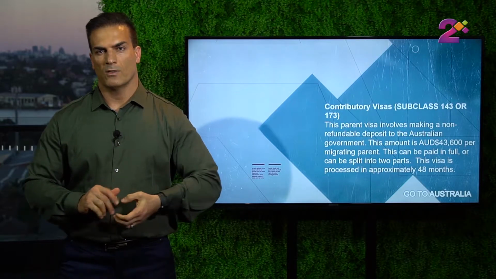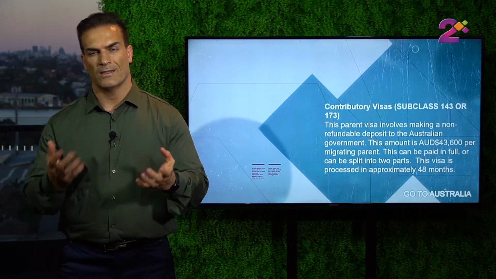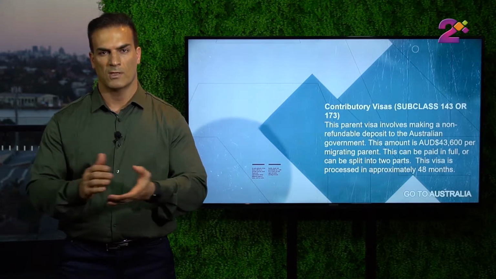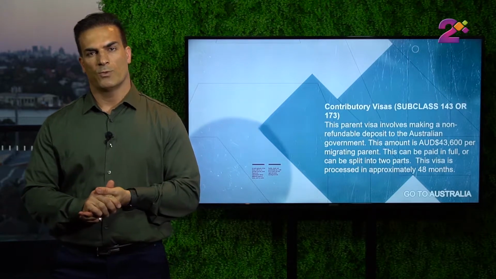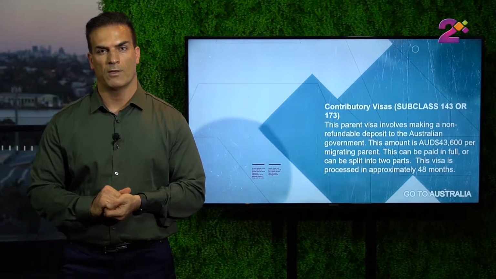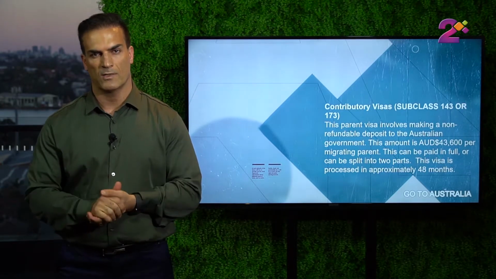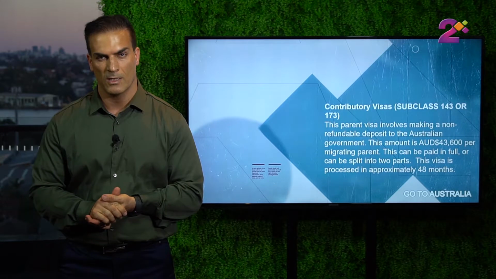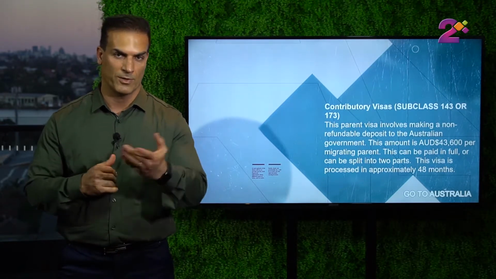So basically, when you pass the character and health checks and they have checked everything and see that you're eligible to be granted a visa, they will ask you to make the payment of, as I said, at the moment $43,600, roughly $44,000. And this could go up by the time you watch this program.